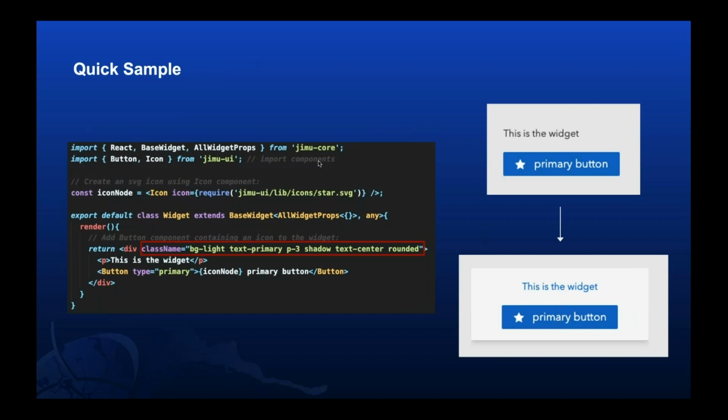Here's just another quick sample showing how you can quickly add styles to a widget by adding these utility classes. In this demo widget, we are adding a light background color, primary text color, shadow, padding, and making the container rounded.